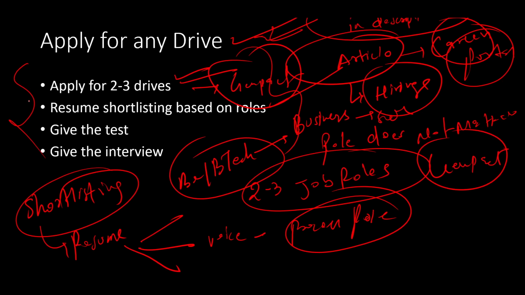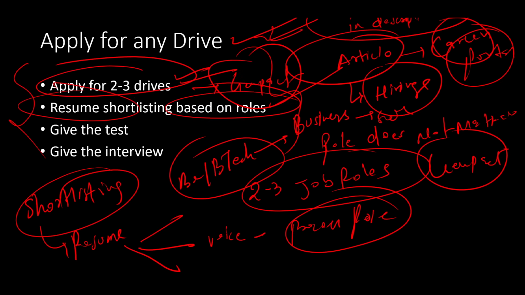So the process is: apply for 2 to 3 drives, resume shortlisting based on the rules. There are a lot of different rules, and they are shortlisting the resumes based on them. Then they send the test, after that you give the interview. This will be your whole process. The process is very easy, and getting selected in Zenpact is very easy, because there are a lot of openings ongoing, and their process is very simple.